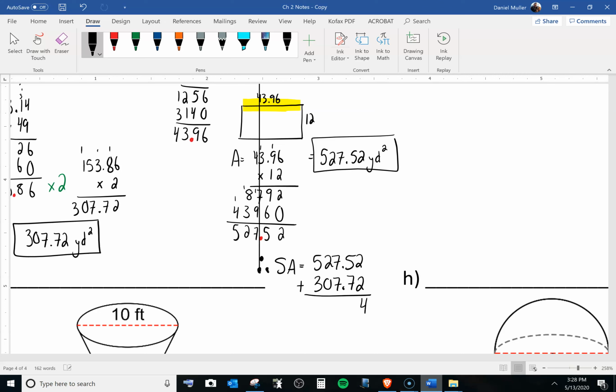2 and 2 is 4. 5 plus 7 is 12. 7 plus 7 is 14. Plus the 1 is 15. That's going to be a 3, and that's going to be an 8 yards squared. And so that is my final surface area.